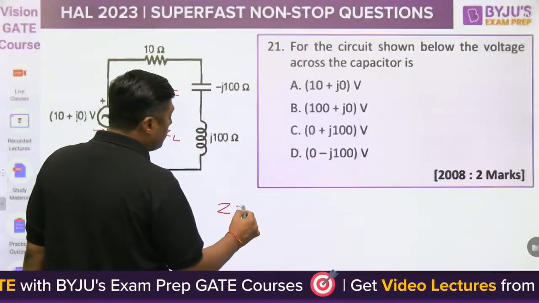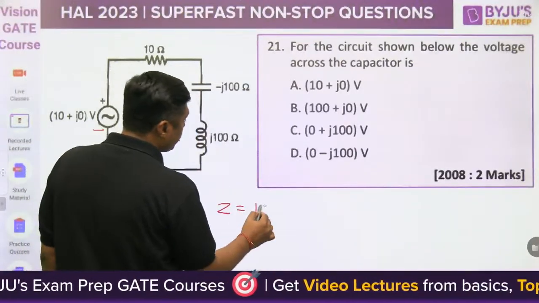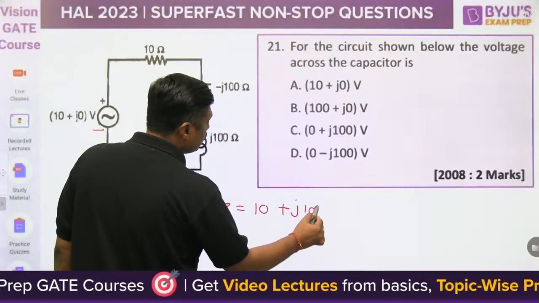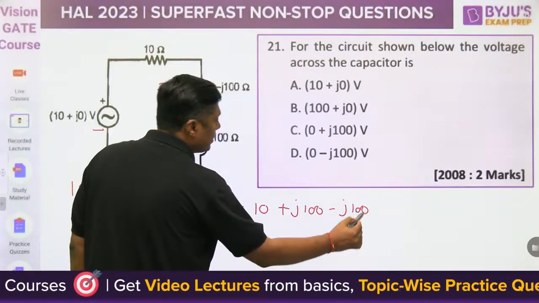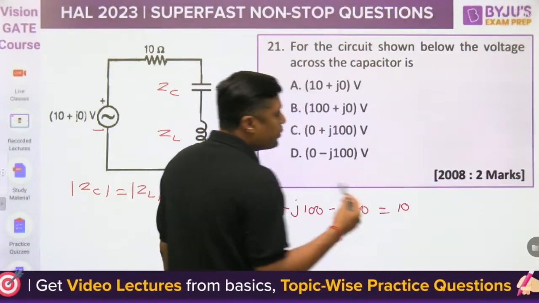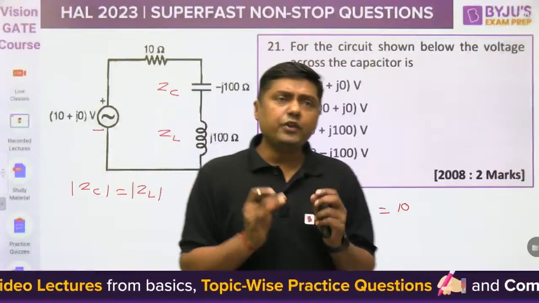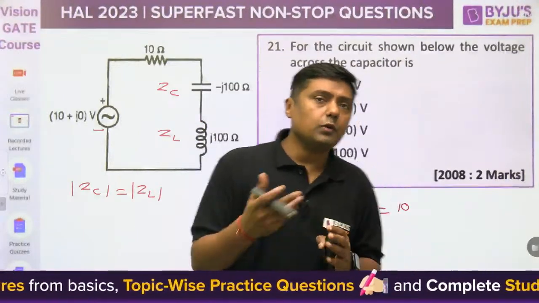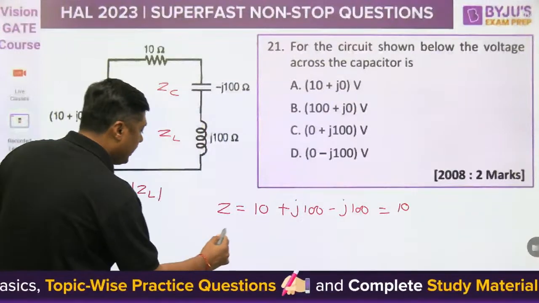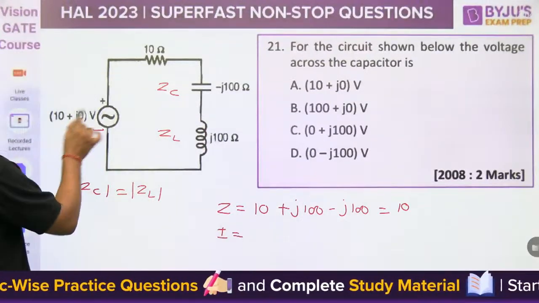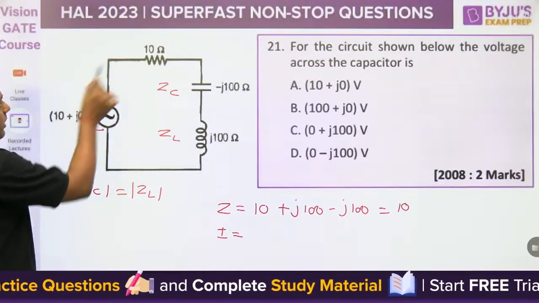So what is the overall impedance? 10 plus J100 minus J100. It is only 10. This is purely resistive. If it is purely resistive, then what will be the current? Current is given by V by Z. What is V by Z? 10 by 10.